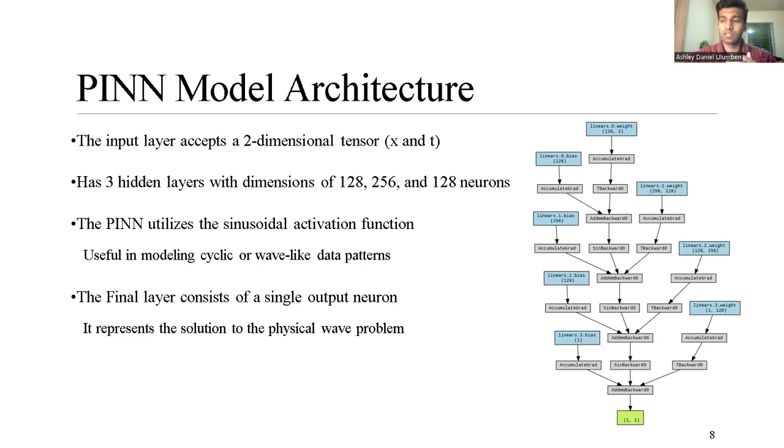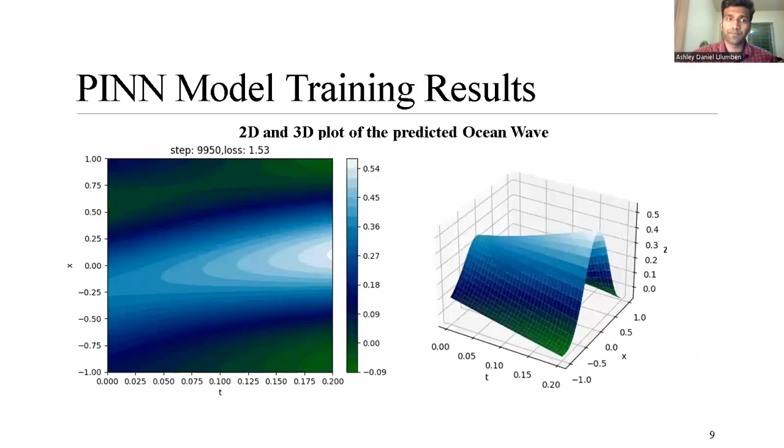And the final layer is what produces the solution of the wave, which gives us the crest and the trough of the wave. It is a single output neuron.